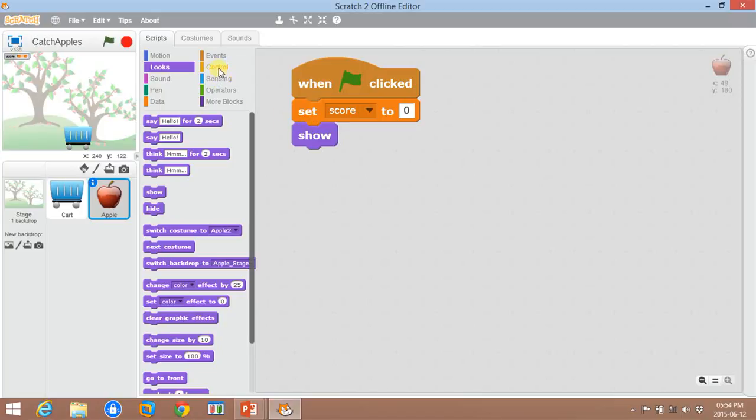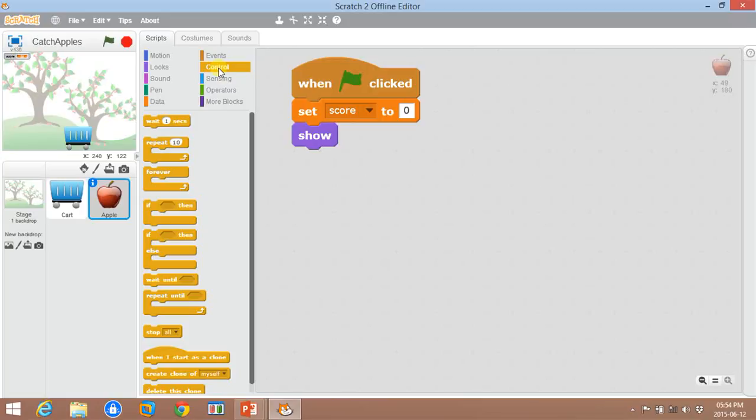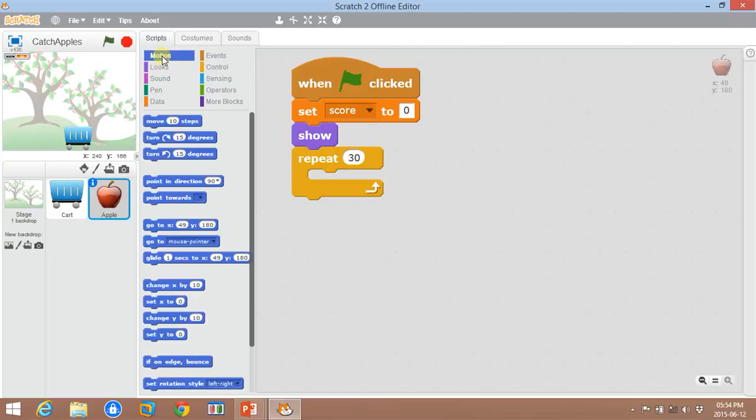And then we're going to go to the control collection, and we're going to look for our repeat block that we covered last week and we've used today already. Okay, the default value is 10. We are going to make it 30. Okay, so we're going to make 30 clones. All right, then we're going to our motion collection, and we're going to go for the go to X and Y block, the blue one, and drag it in.